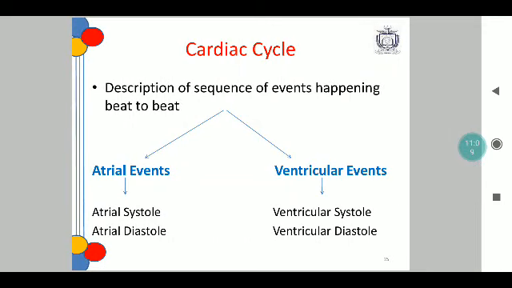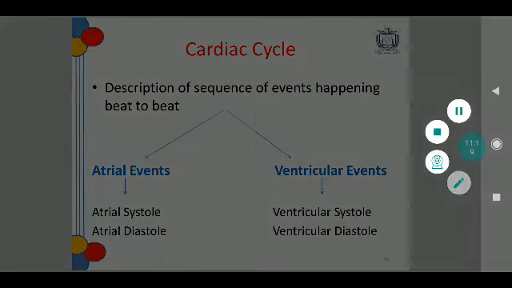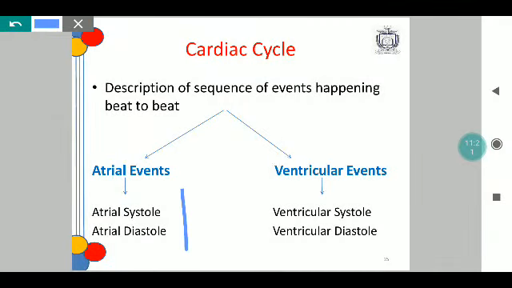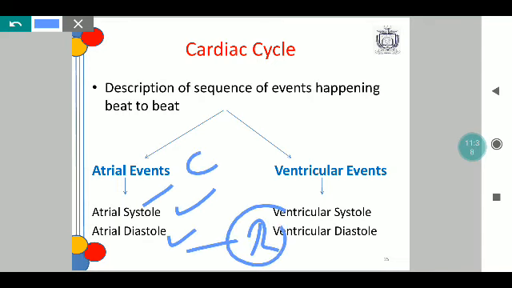Now, the cardiac cycle is a description of the sequence of events which is happening in the heart beat to beat. Now, we further subclassify this into two, namely the atrial events and the ventricular events. And within the atrial events, we subclassify it into atrial systole and atrial diastole, and ventricular events also into ventricular systole and diastole. To remember in a general sense these new terminologies of systole and diastole, systole is a contraction phase and diastole is a relaxation phase.